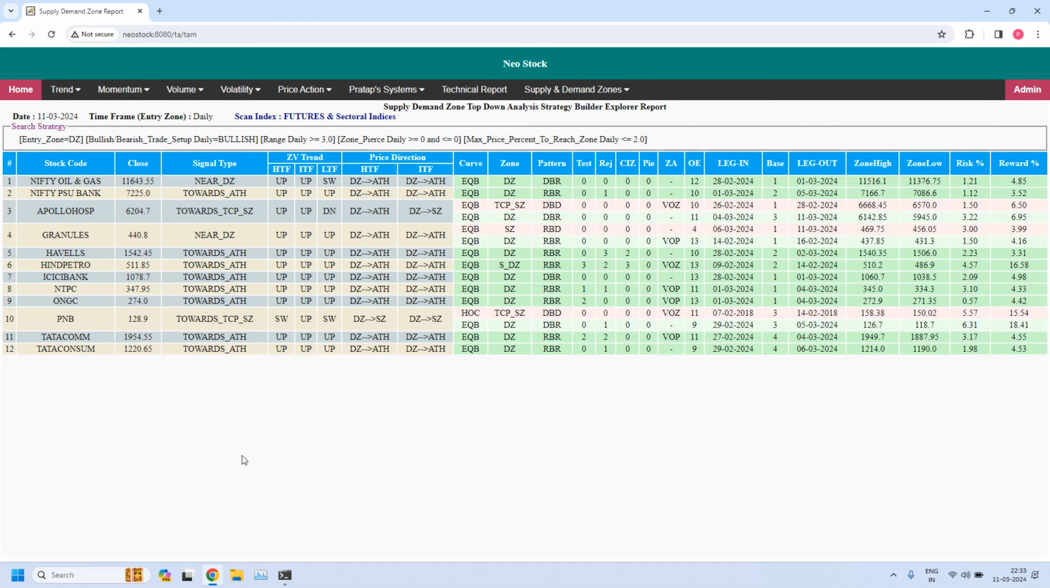Now we will generate within 3% also. See, I'm quickly moving through the reports. What you need to do is pause the video, study these parameters, and then you can proceed with the video. So I'm going back.